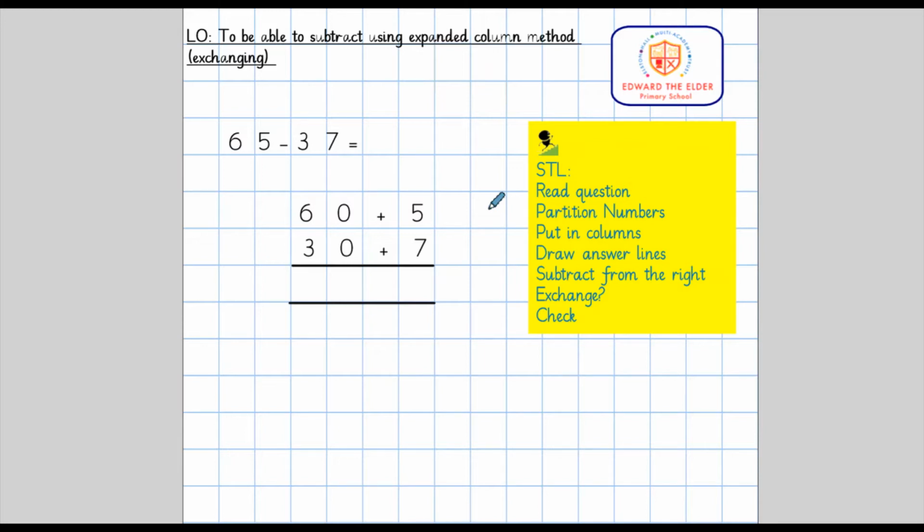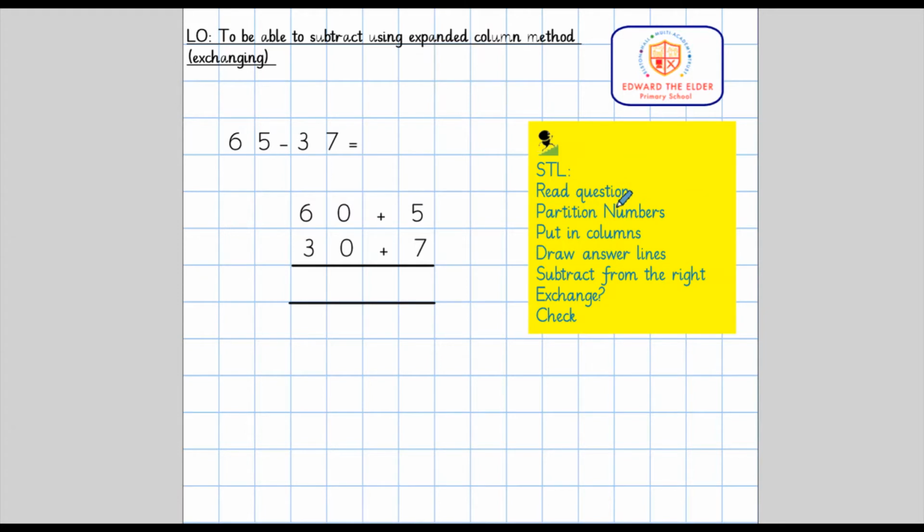In Year 3, there are 5 methods we teach for subtraction. Today we will be looking at the expanded column method where exchanging is required. This extends the children's learning from the expanded column method where they do not need to exchange. We are going to go through the method step by step, ticking the steps of learning off as we go along.